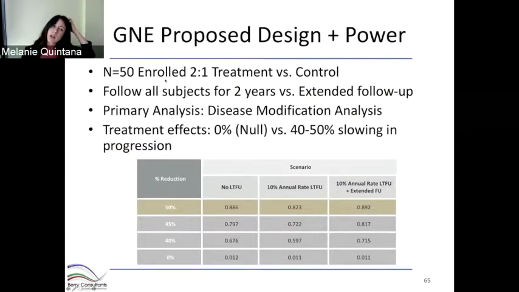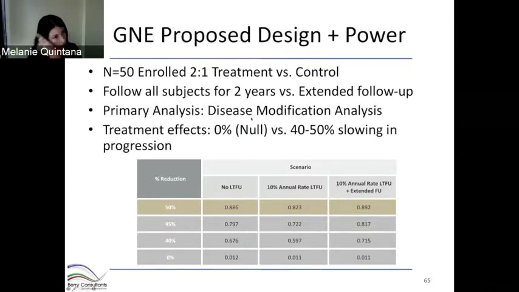And here, just in summary, for our current proposed design in GNE Myopathy, and this is actually planned to start enrolling pretty quickly in the summer now, we enrolled about 50 individuals. This is our current plan design, 2-to-1 treatment versus control. Follow all subjects for 2 years. And I show power here for following everyone just to 2 years versus that idea of extended follow-up. So the first patient enrolled, continuing following them until the last person gets to 2 years.